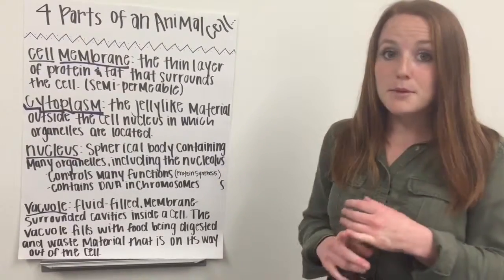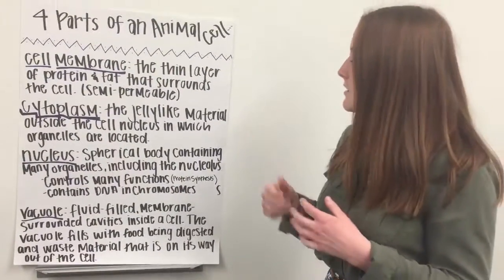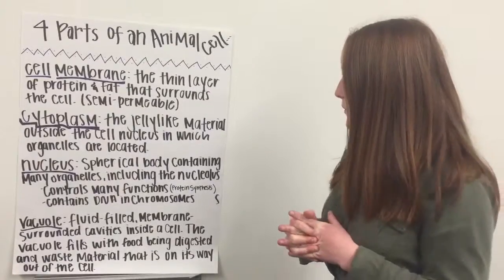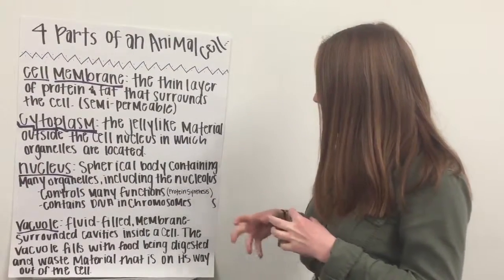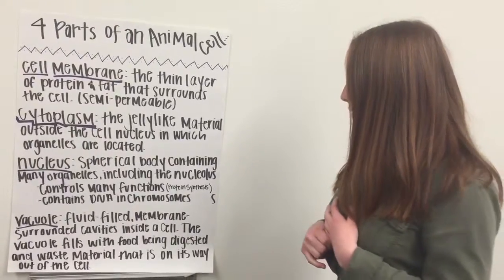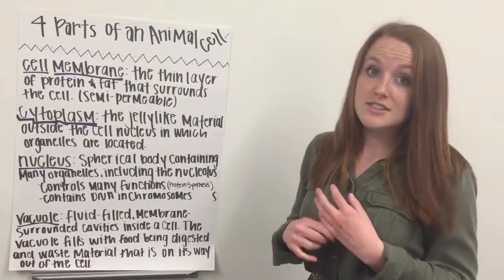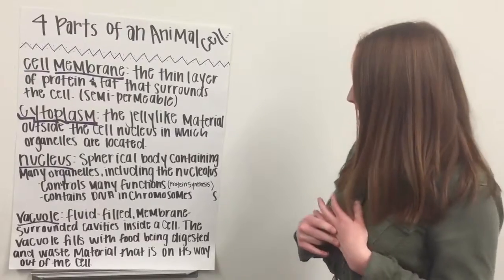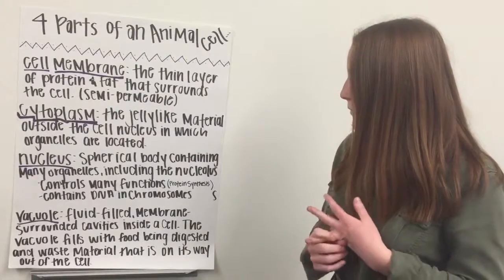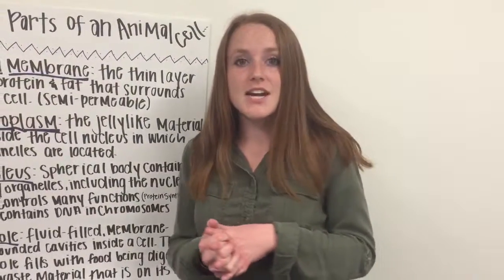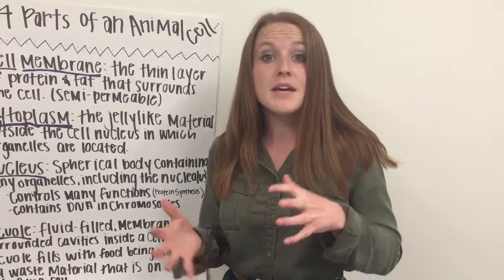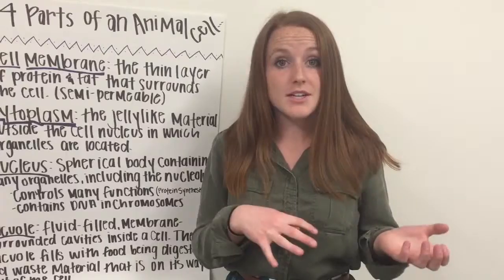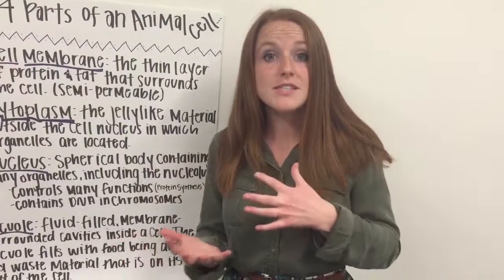The last vocab word for the animal cell is vacuole, which is fluid-filled membrane-surrounded cavities inside a cell. The vacuole fills with food being digested and material waste that is on its way out of the cell. Again, I really want you to take the time and look at both the animal cell diagram and the plant cell diagram and compare the two, see what similarities they have and also see what differences they have.